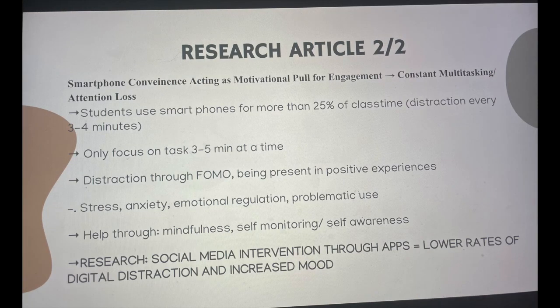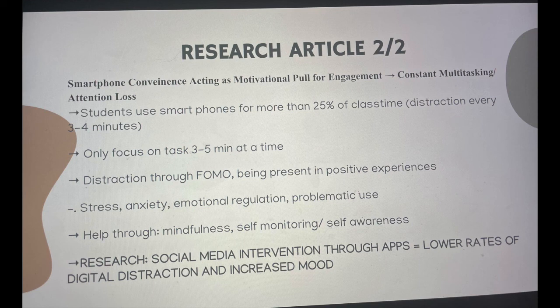So for the second research article, this is titled Smartphone Convenience Acting as Motivational Pull for Engagement, Constant Multitasking, and Attention Loss. We can see that students use smartphones for more than 25% of class time, a distraction coming in every 3 to 4 minutes, and can only focus on a task for 3 to 5 minutes at a time. Distraction can be caused from FOMO, which is an acronym standing for fear of missing out, as we typically want to be present in positive experiences happening in other people's lives.